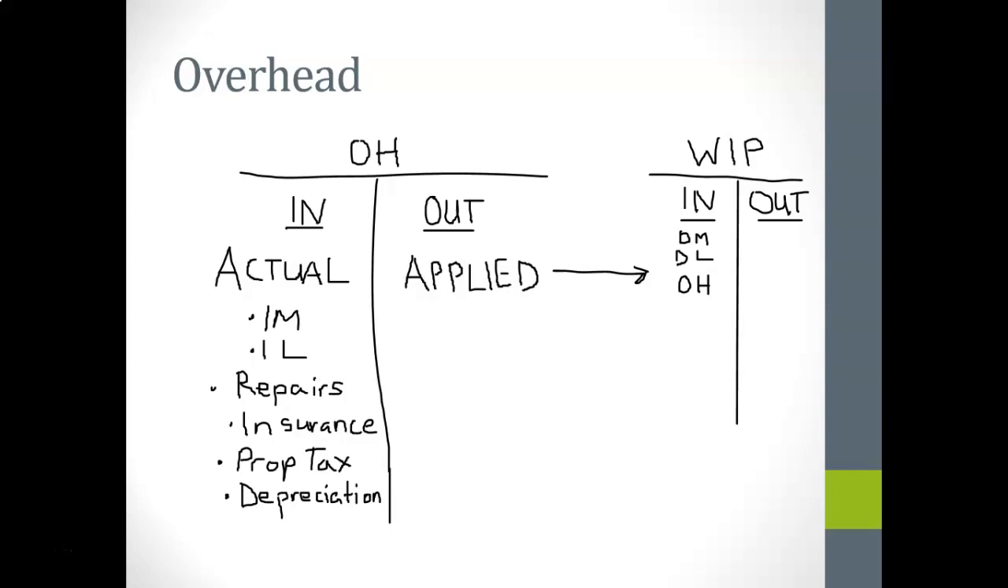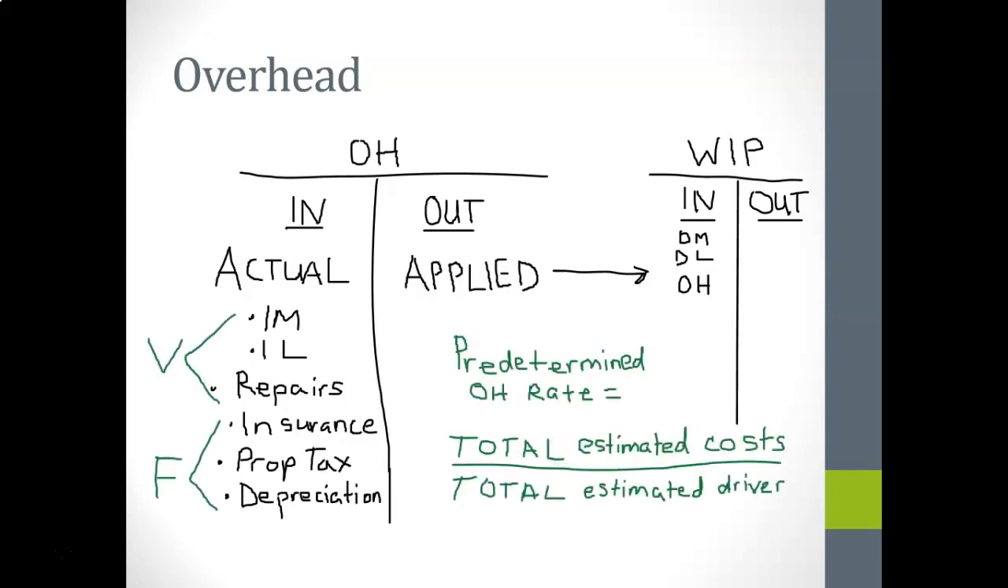As the year went on, we applied the cost based on our predetermined overhead rate. Now, we make that rate usually ahead of time. So in the summer or the fall, we're going to estimate all the costs for next year for overhead, and we're going to estimate the cost driver for next year. We'll take the total estimated cost for next year, divided by the total estimated driver for next year, and we get that predetermined overhead rate.